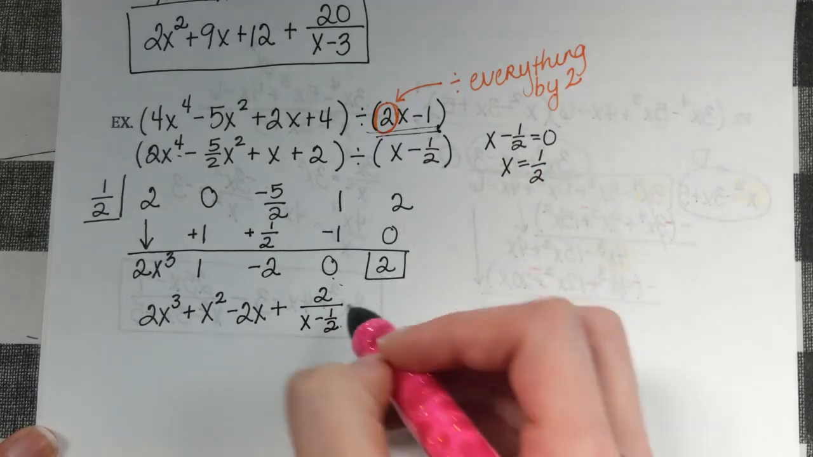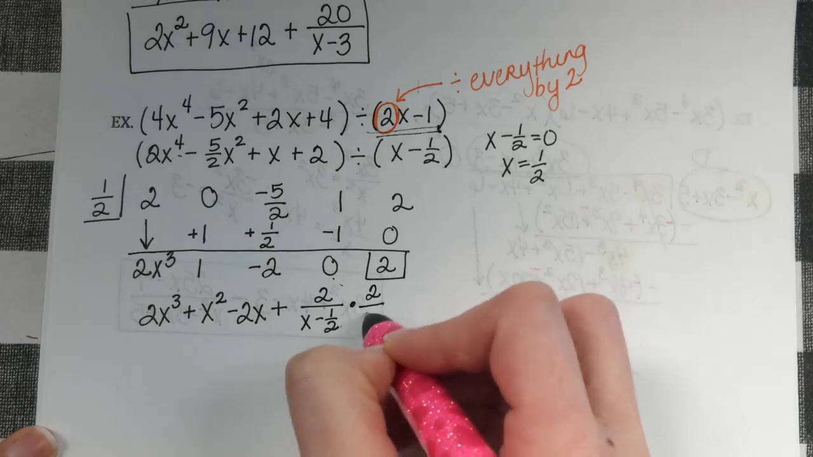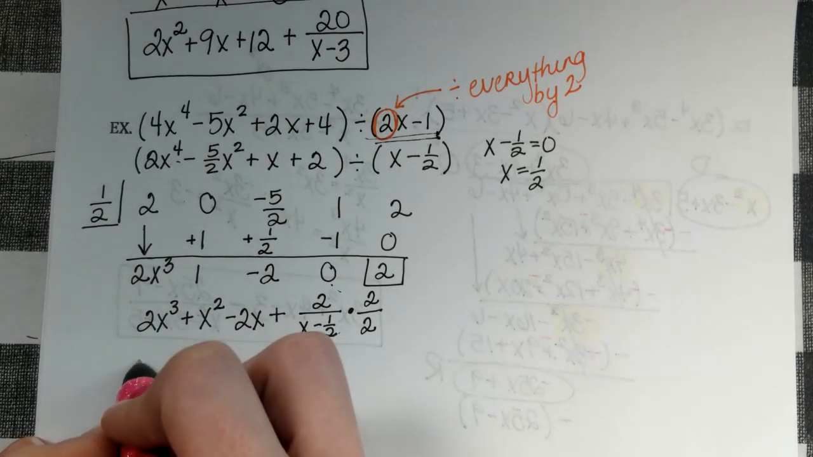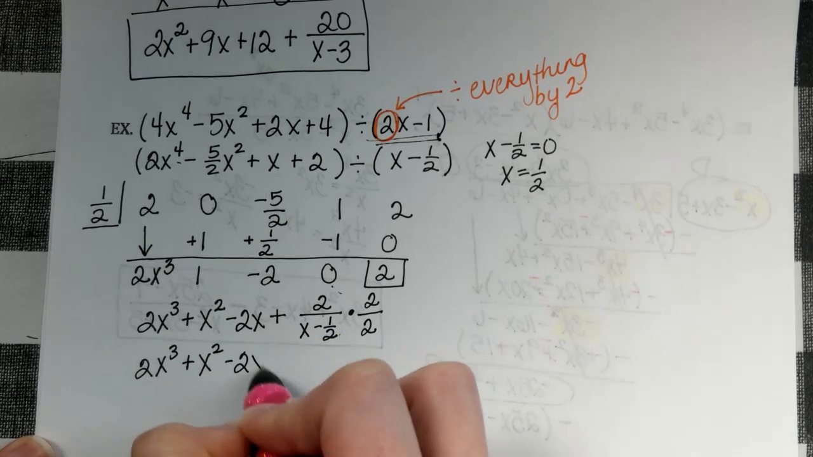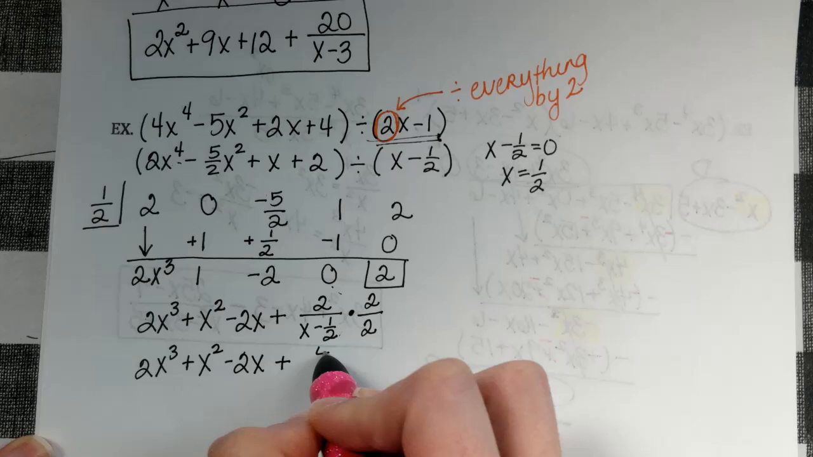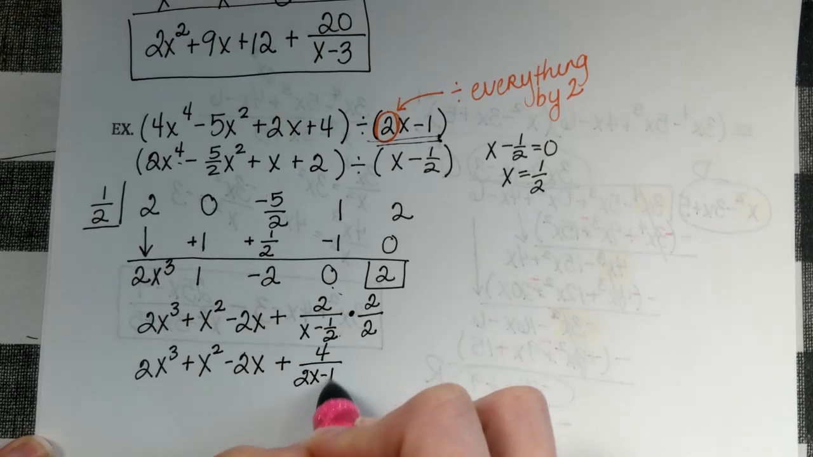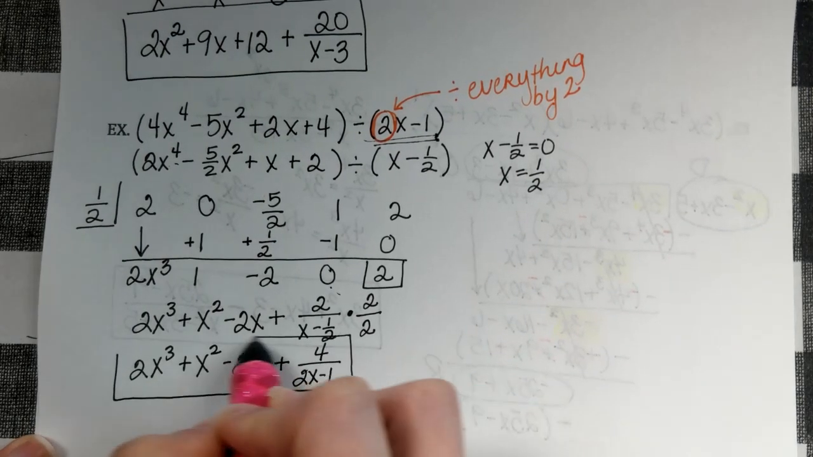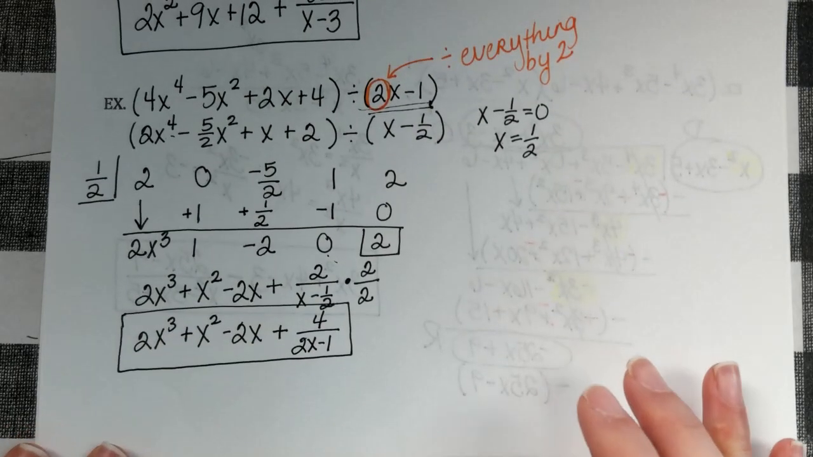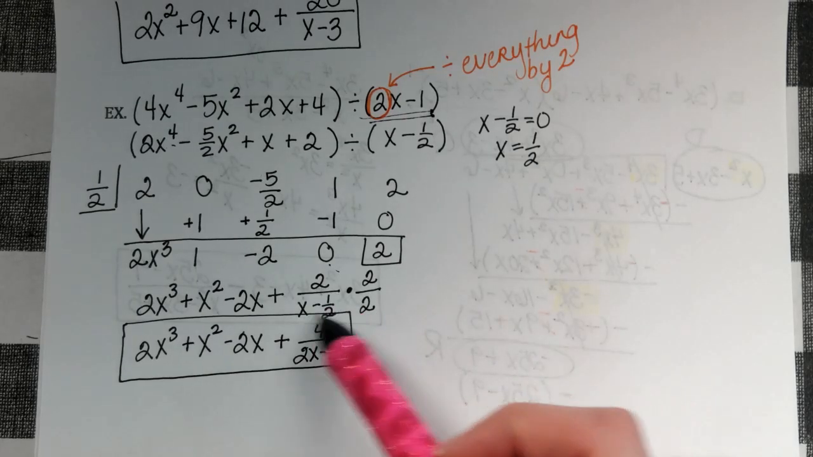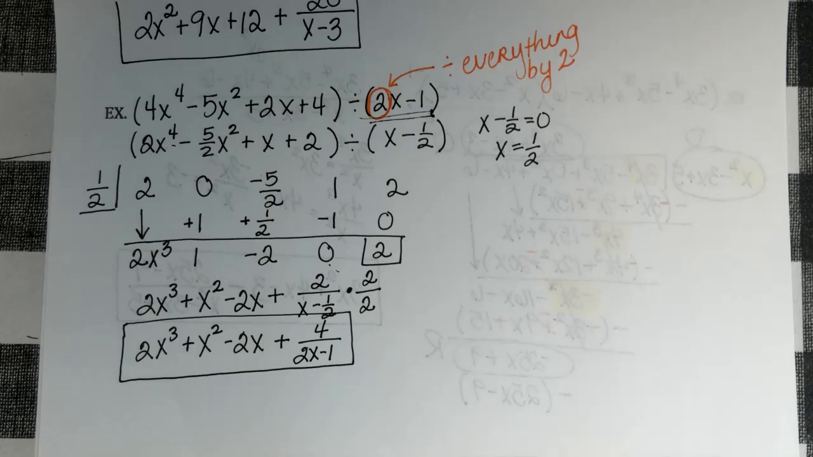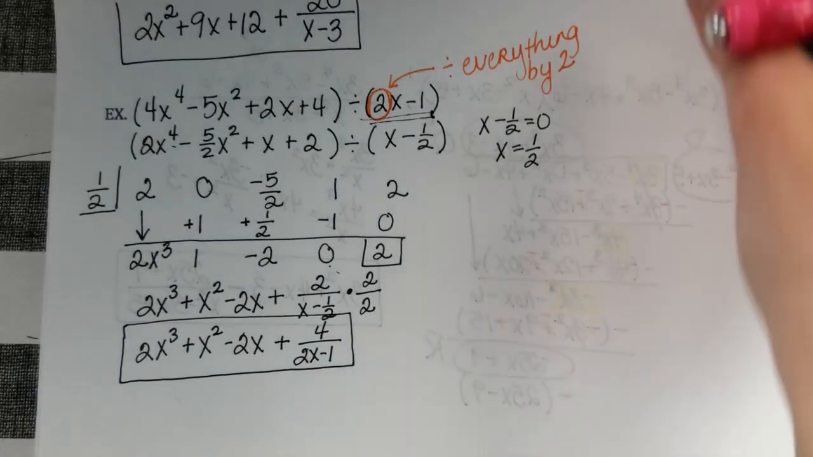I multiply it by 2. So what I do to the denominator, I have to also do to the numerator. So I bring down my quotient, 2x cubed plus x squared minus 2x, plus it's now going to be 4 over the 2x minus 1 divisor that I started with. So if you have a divisor that has a leading coefficient, you divide everything by that in step 1, and then at the end, if you have a remainder, you have to multiply it back in to get your original divisor. Does that make sense? Okay. So are we good with that?